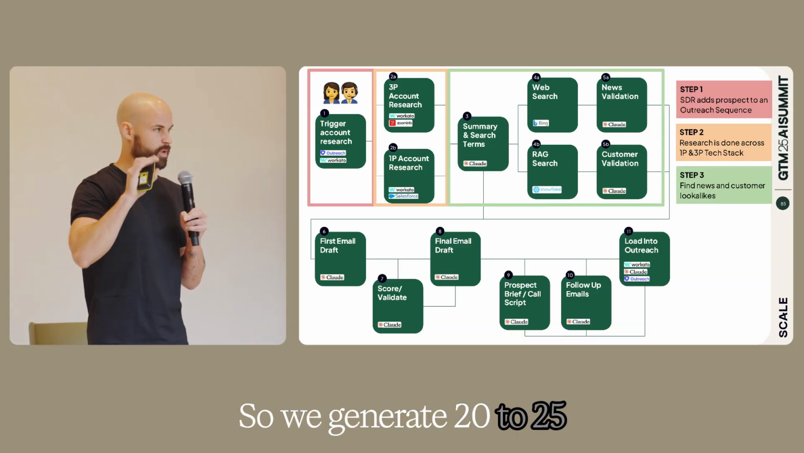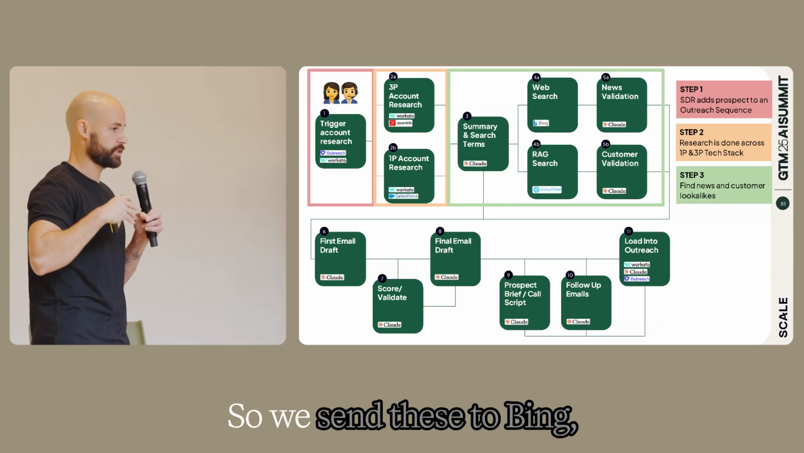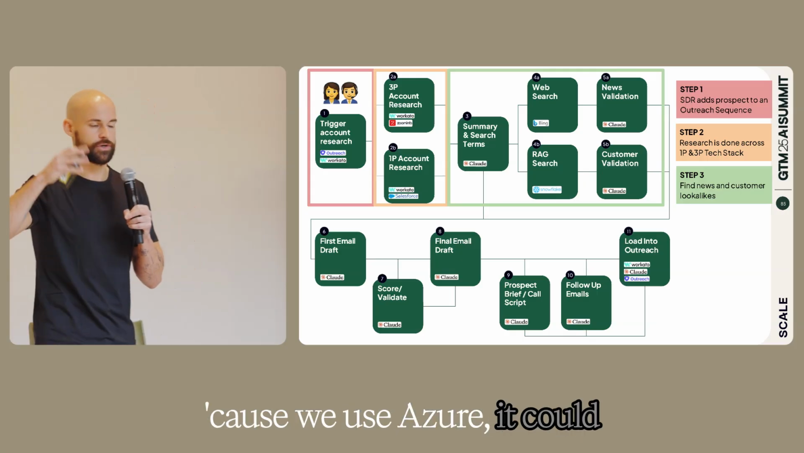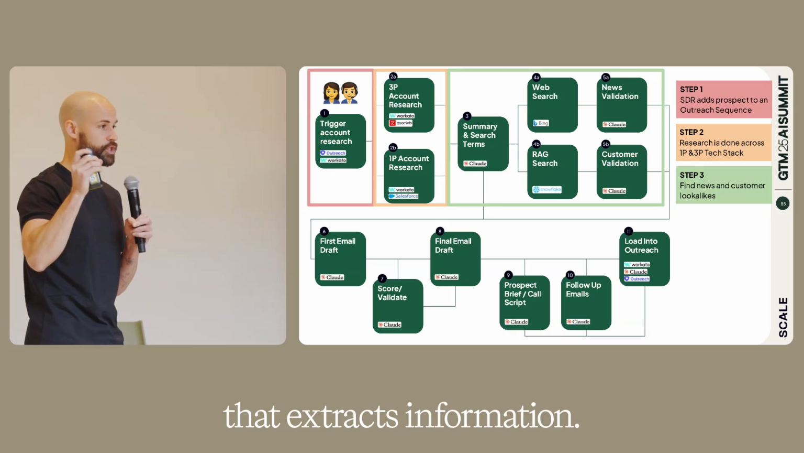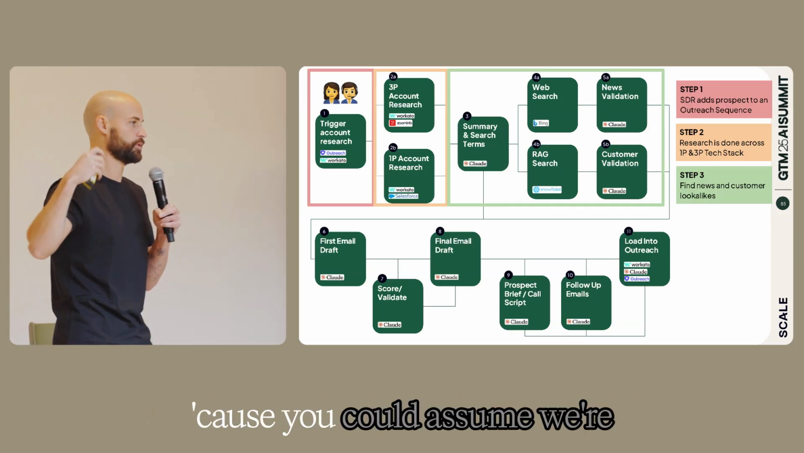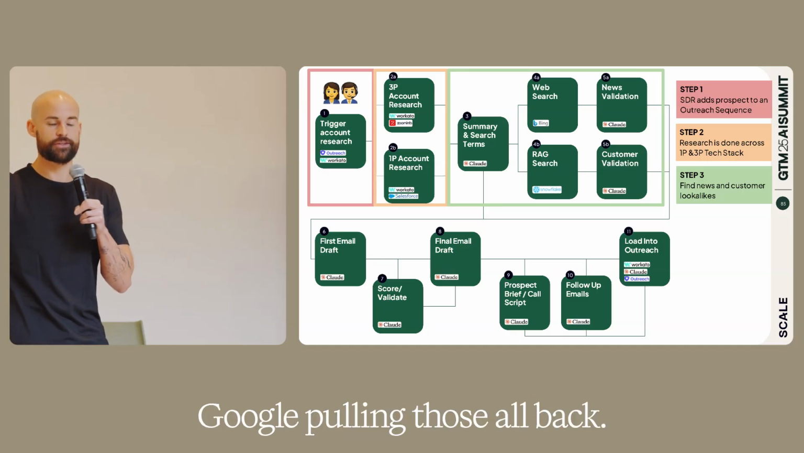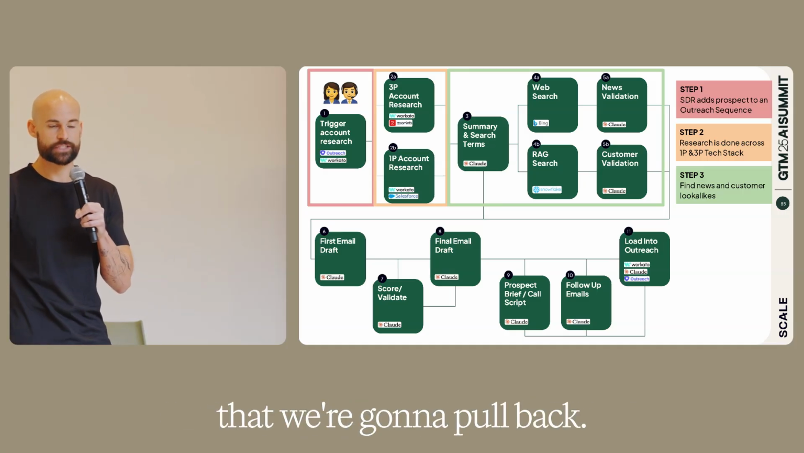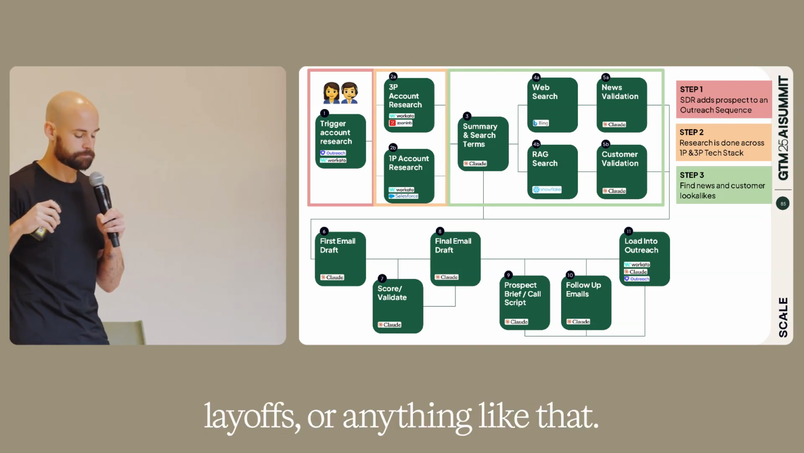So we generate 20 to 25 search terms, which are then used through web search. So we've seen these go to Bing because we use Azure. It could be Google, whatever you have. We do this through Workato. That extracts information. And then again, what's important here is we actually validate that information, because as you could assume, we're sending 20 search terms into Google, pulling those all back. There's all sorts of nonsense that we're going to pull back. So we want to make sure that we're not talking about SEC investigations, layoffs, or anything like that.